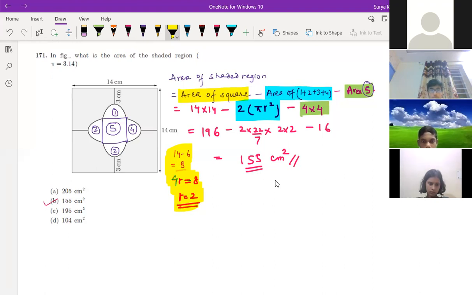It's clear? Yes, sir. So the answer is correct. I calculated, it's 155. So anyone having doubt? Rasul, it's clear now? Yes, sir. Sir, but here we must take the value of pi as 3.14. Here you have taken 22 by 7. It's mentioned. Okay, sir, I just have a small doubt.